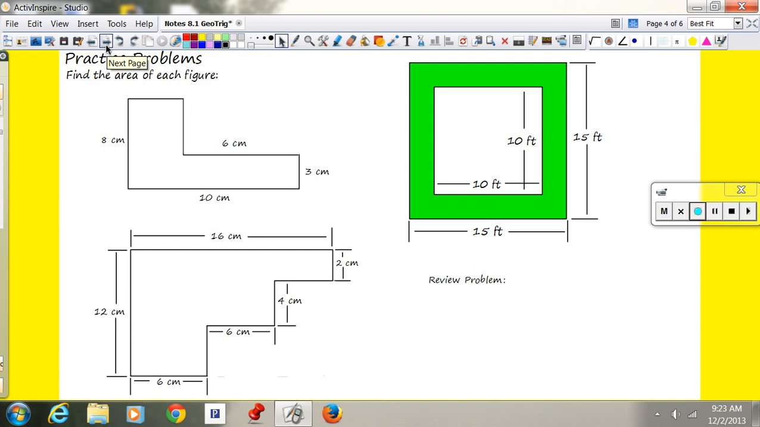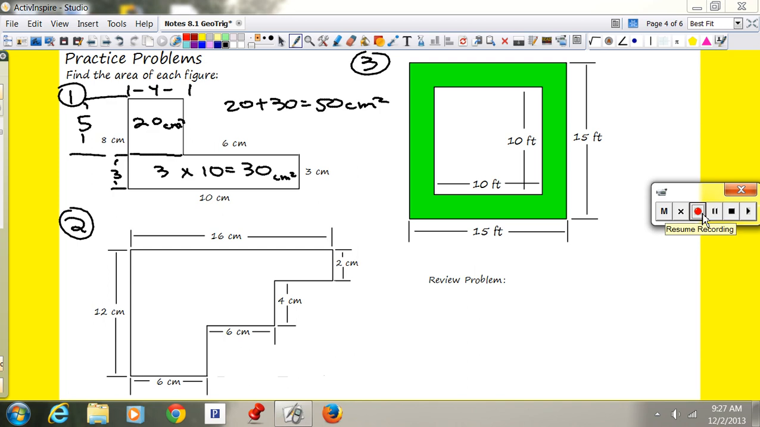Moving on to some practice ones. Okay, here's number 1. Here's number 2 below it. Here's number 3. I'll give you about 2 minutes. So number 1, we broke it into 3 times 10, which is 30, and 5 times 4, which is 20. Added 20 plus 30, got the 50. Okay, try number 2. Check it out.